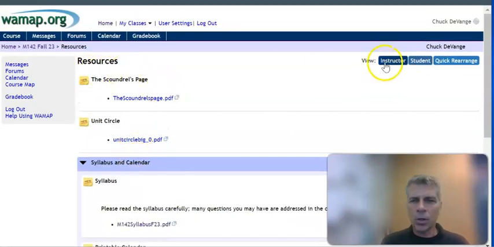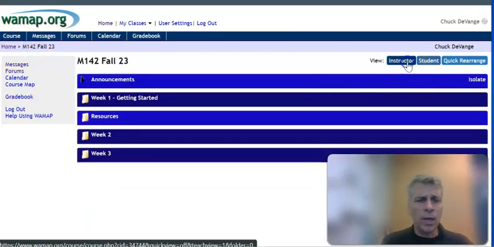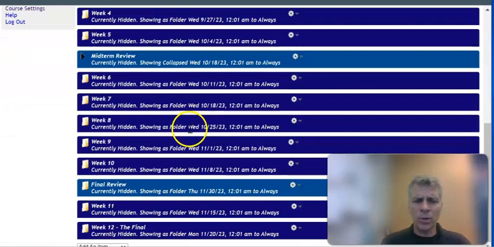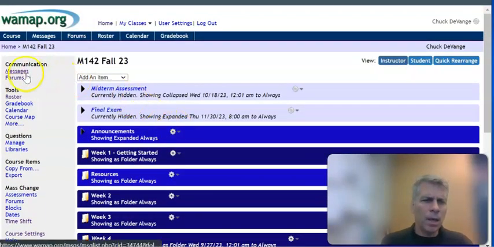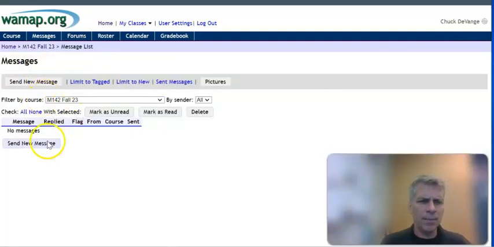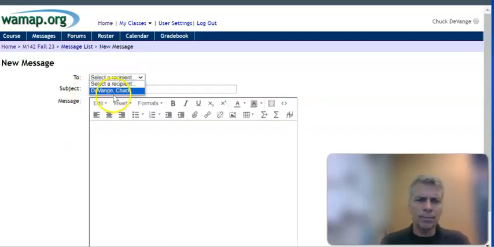Messaging me. So I'm going to go back to the top, and change this to my view. If you can see, I've laid out the course, and all the information's there. If you want to message me, go to messages, say send new message, and you'll choose me, or just type my name. Here's what I really like about WAMAP: we can type math in here.